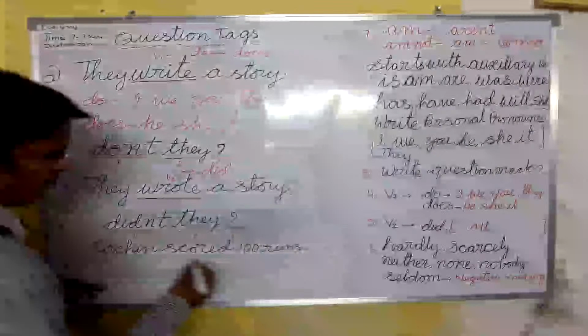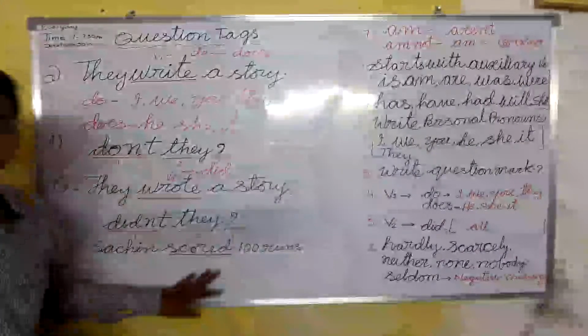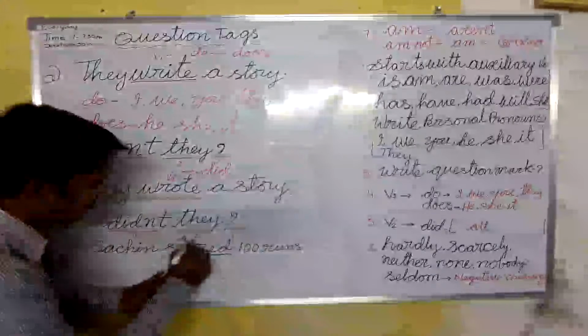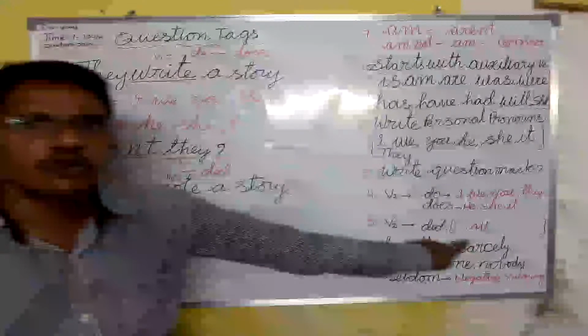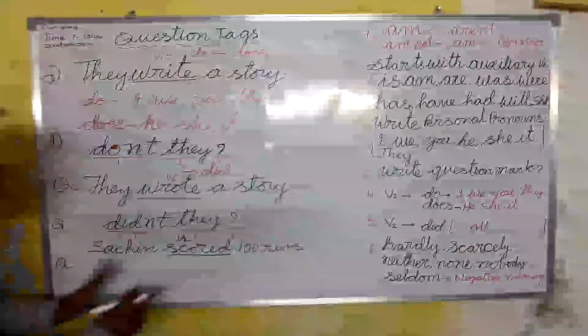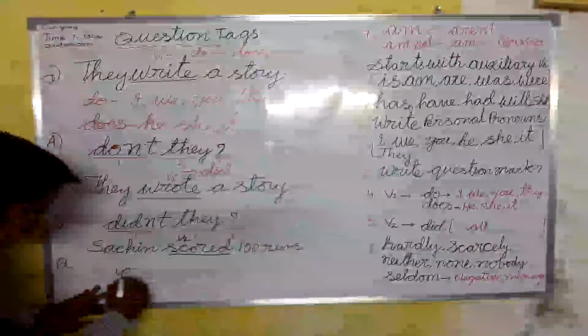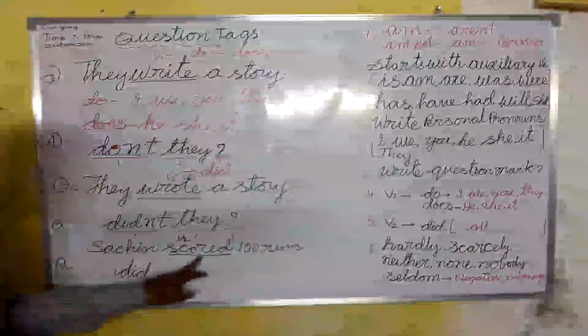We have to see the verb. Is it verb 1 or verb 2? Verb 2. So verb 2. We said that if verb 2 comes, we have to use did. Are you able to follow? So what is the answer here? We have to start with did. Okay. Is it positive or negative?